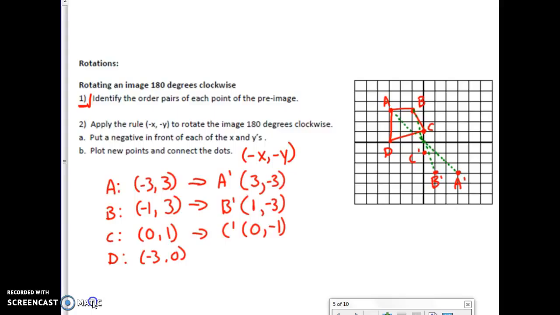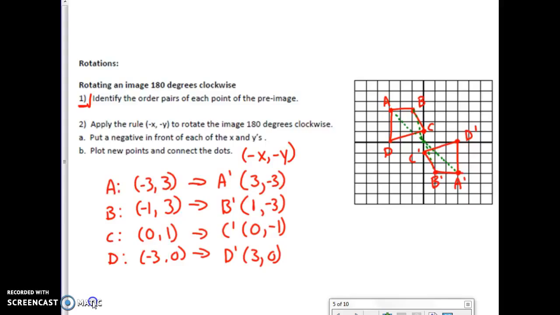So for D, I'm going to do the same thing. Make D prime. I'm going to put a negative in front of the 3 to make it +3, and a negative in front of the 0, which makes it +0. So my new point is going to be 3, 0. So this gets me my image. That's what your new image looks like.